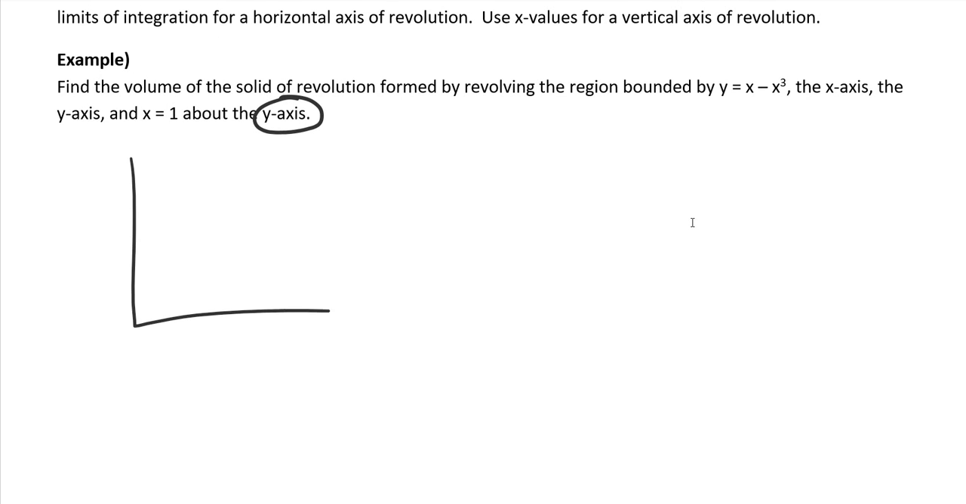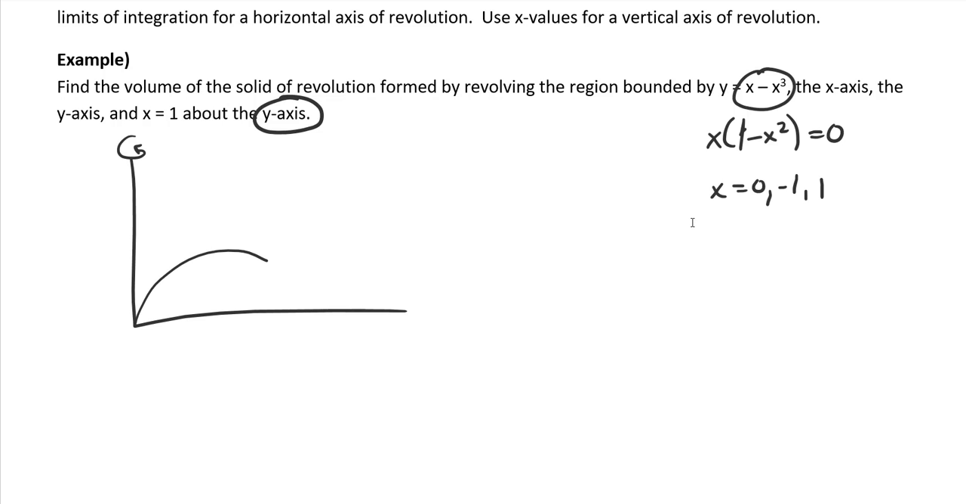So let's draw the function first. Here's our function. We can see that x minus x to the third, if I solve that for 0, x times 1 minus x squared equals 0, I get x to be 0, -1, and +1. But because we're bounded by this axis, which is what we're rotating around, I have to stop there. So this function is going to look like this, from 0 to 1.